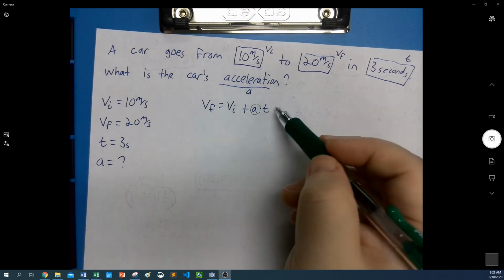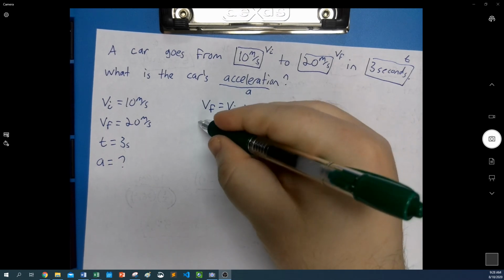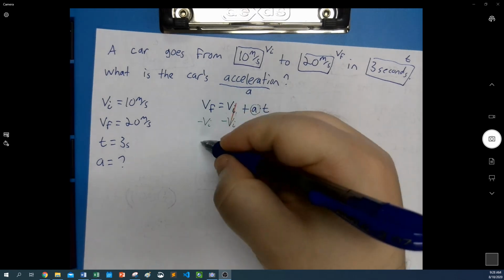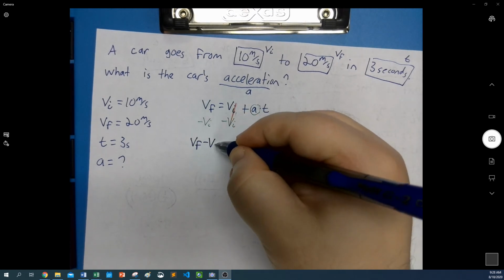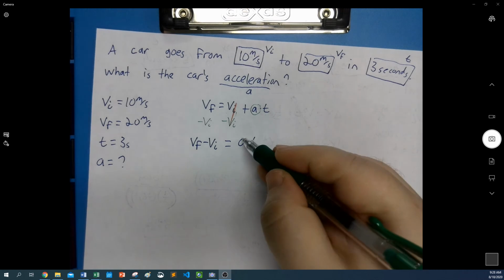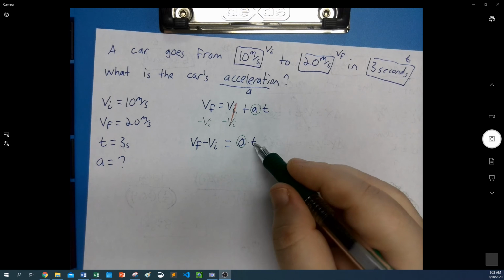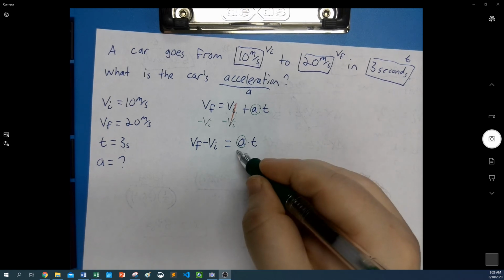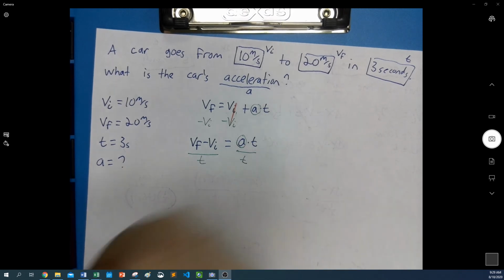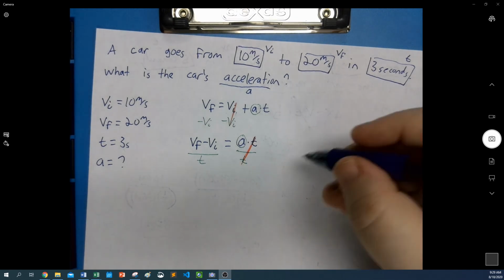So we look at other terms. There's our only other term. So we subtract it off, which gets rid of it on this side. So we get VF minus VI is equal to A times T. Again, we're solving for A. We have no more terms on the side, so we need to look at what variables are being multiplied. The only term being multiplied is T. So divide T on both sides.